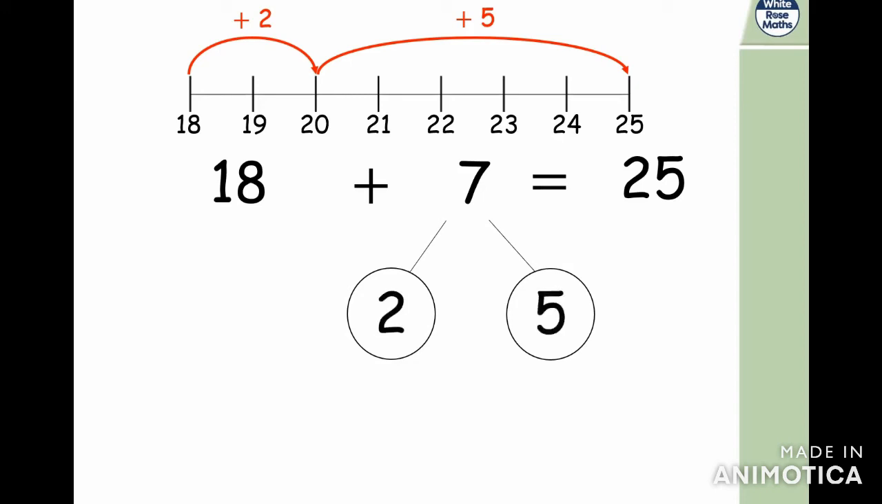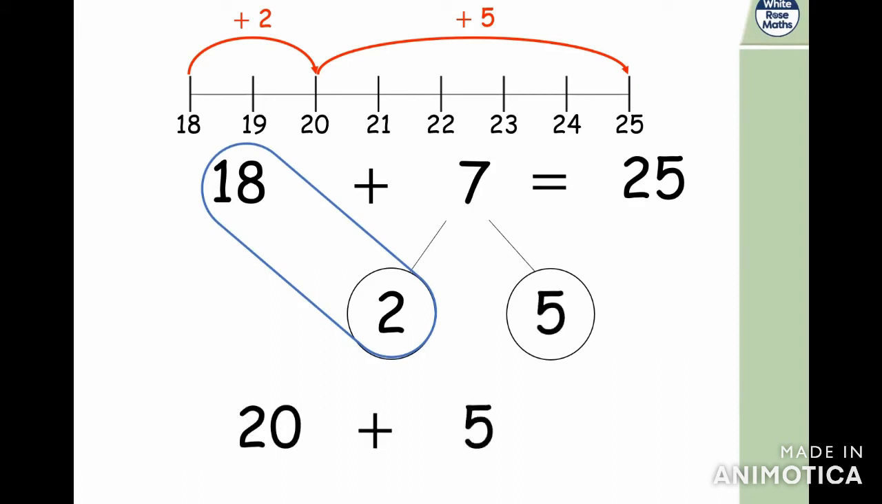And now 18 and 2 have bonded together to make 20. And then we have the jump of 5 to make 20 plus 5, which is a much easier calculation than 18 plus 7. Both calculations equal 25.